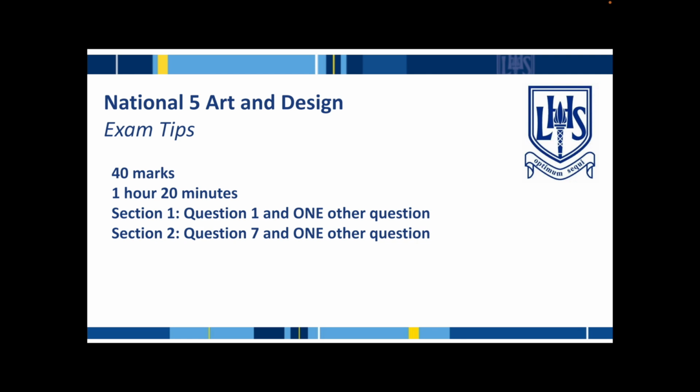Section 1 will be Expressive Art Studies, which is worth 20 marks. In this section, you will answer question 1, which is about the artist you have studied, and you will answer one other question, which will be the unseen question. In section 2, you will answer question 7, which is about the designer you have studied, and one other question, which will be the unseen design question.